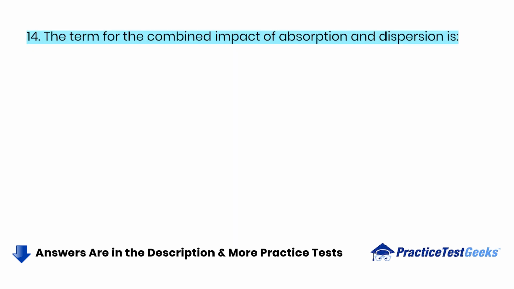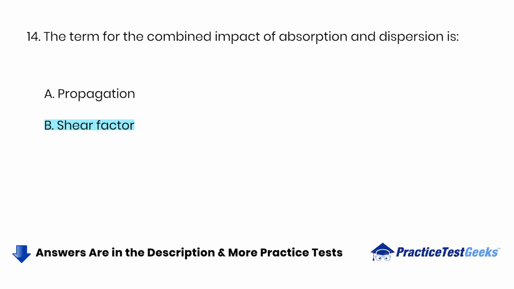The term for the combined impact of absorption and dispersion is A. Propagation. B. Shear factor. C. Impedance. D. Attenuation.